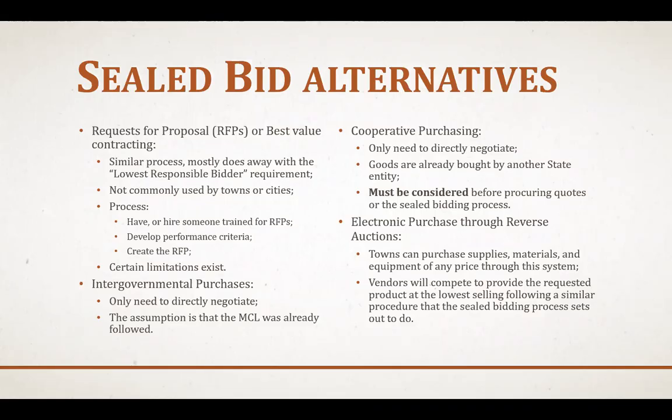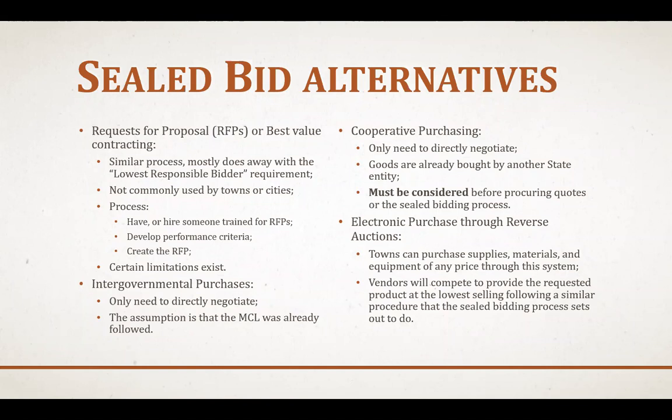The town can also do intergovernmental purchases. There is only a need to directly negotiate. And here it is assumed that the sealed bidding process has already been fulfilled. So the town can contract with another town, city, county, or with the state, and directly negotiate in order to receive the good or service there. Again, the assumption there is that the MCL was already followed, so there's not a need to go through it again.